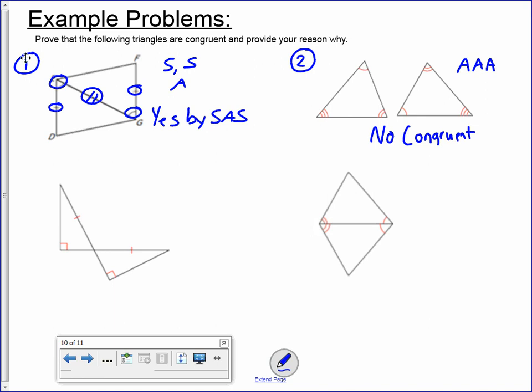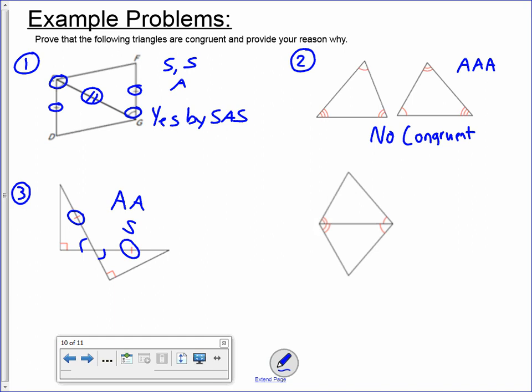In the third example here, we have 2 triangles. I see that we have right angles. We have a set of congruent sides as well. And I notice that we have vertical angles right here. So we have 2 sets of congruent angles and a set of congruent sides. We have 2 90-degree angles, the vertical angles, and the set of congruent sides right here. So we have 2 A's and an S.